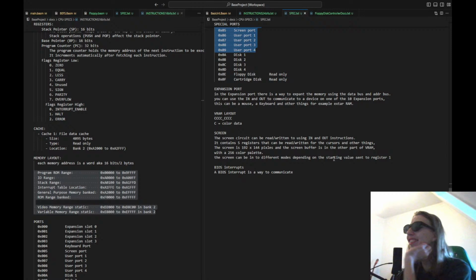Let me see. So the screen circuit containing 5 registers. They can be read/written to. Read. Yeah, read/written for the cursor and other things.